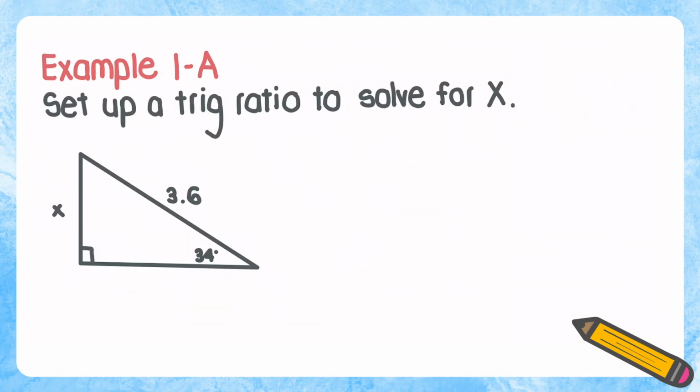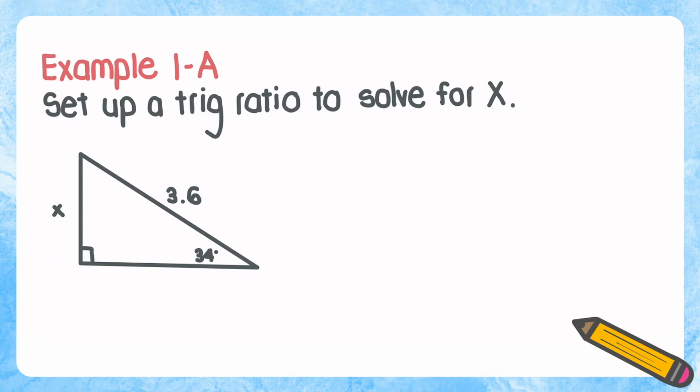We're going to be looking at 5 different examples today, and each example is split into part A and part B. So we're going to look at part A of all 5 examples first, and then move on to part B of all the examples. In part A, we're going to be given a right triangle, and we're going to set up a trig ratio to solve for x. But we're not necessarily going to solve for x yet. We'll do that in part B.